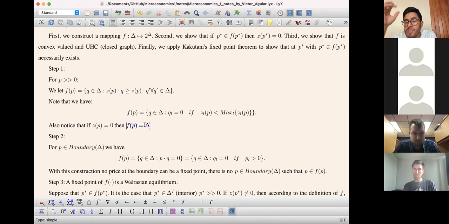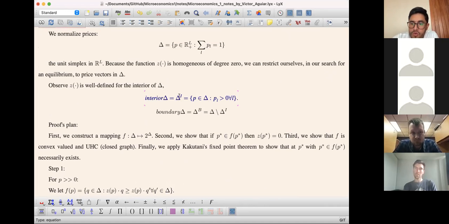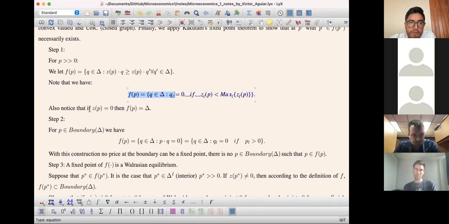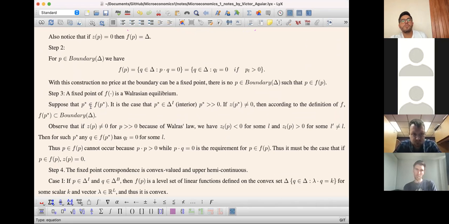Now, remember that we have just defined F of P for interior prices, so P is strictly greater than 0. Remember that we separated the simplex into two objects: the interior, which has strictly positive prices, and the boundary, which is the part that is not in the interior but is still in the simplex. So in step 1 we are defining F of P for the interior allocations, and then step 2 is going to define it for the boundary. The boundary is the case where you have some prices equal to 0.